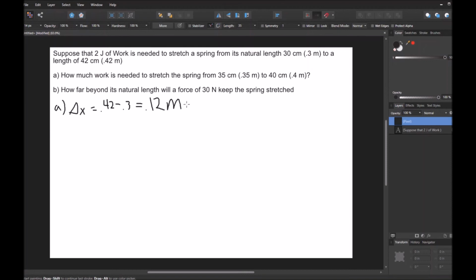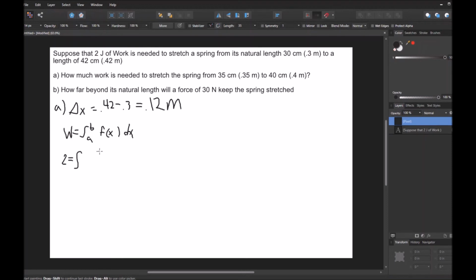Now after that, I'm going to write out my work formula, which if we remember is work is equal to the integral from a to b of f of x dx. And now from there we're told that 2 joules of work is needed. So right here for W, I'm going to substitute in the 2 joules of work, and then I'm going to write my integral here.